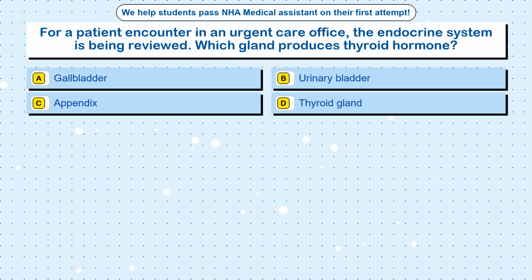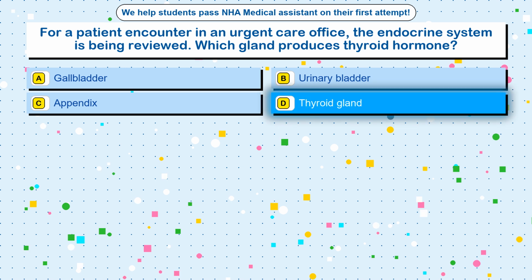Question 75. For a patient encounter in an urgent care office, the endocrine system is being reviewed. Which gland produces thyroid hormone? Option A, gallbladder. Option B, urinary bladder. Option C, appendix. Option D, thyroid gland. The correct answer is option D, thyroid gland.